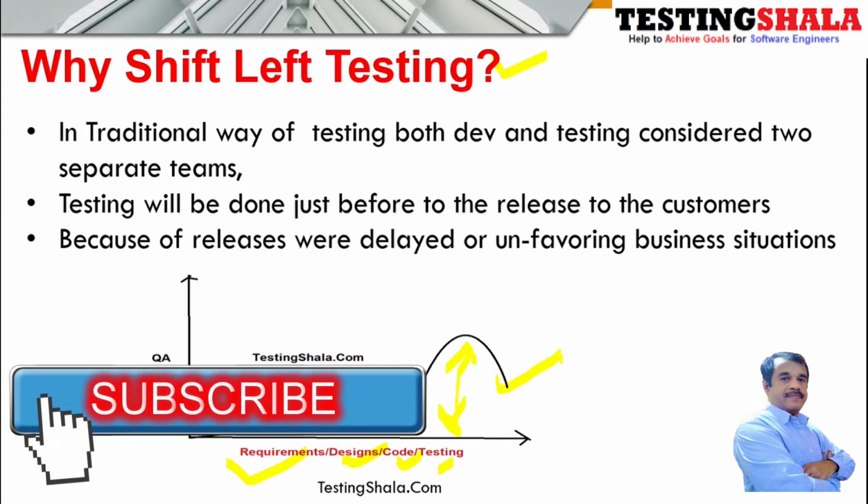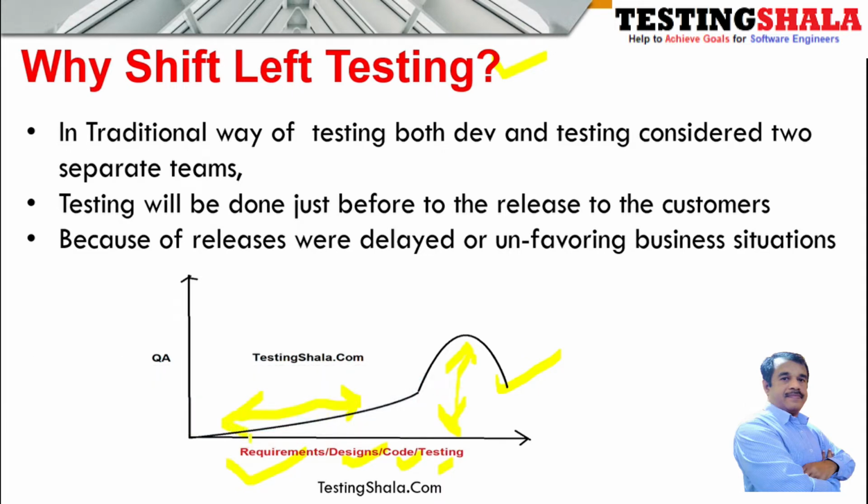That means all the issues and problems will get exposed in the last phase of the release, and more issues will come up. It may happen that releases get delayed or postponed into the future. Because of this, a lot of unfavorable situations happen for any given business. This is what happens in the normal traditional way of testing, like in the waterfall model.